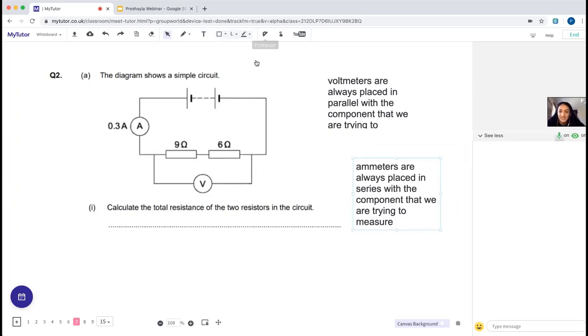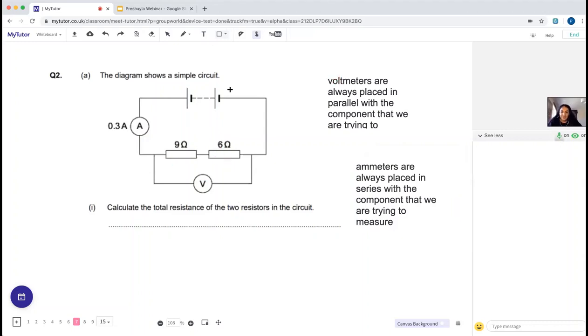As you can see, we've got our ammeter here and it's placed in series with the components that we're trying to measure. The components that we're trying to measure, in this case, are resistors. And we place our voltmeter in parallel. So always placed in parallel with the component, okay?